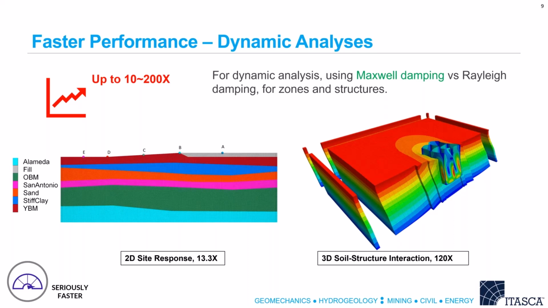We've also added a new type of damping. For those of you that do dynamic analyses, you will know that if you use Rayleigh damping, this can significantly decrease your time step and slow down your simulation. This new type of Maxwell damping provides the same sort of functionality without decreasing your time step. Depending on how much damping you need, you can get very significant speed ups by using Maxwell damping instead of Rayleigh damping.